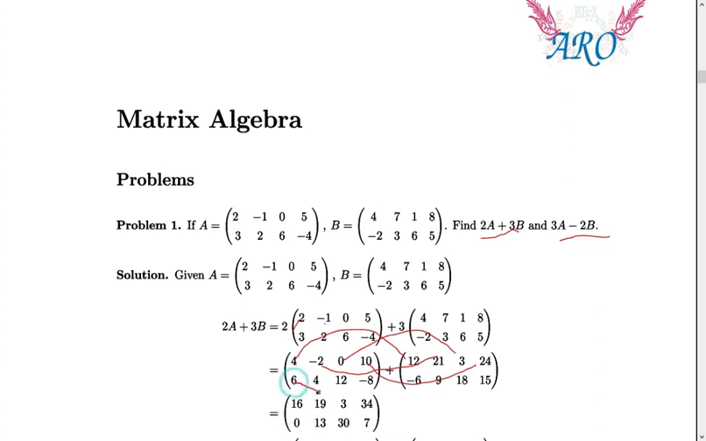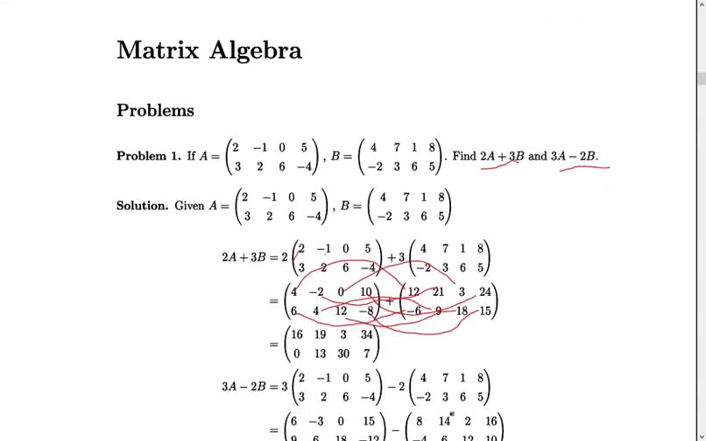Second row first element to second row first element, second row second element to second row second element, second row third element to second row third element, second row last element to second row last element. It's called matrix addition. So that's the value of 2A minus 3B. Next, we have to calculate 3A minus 2B.